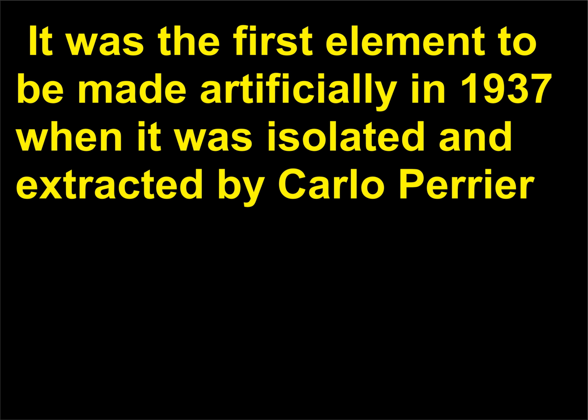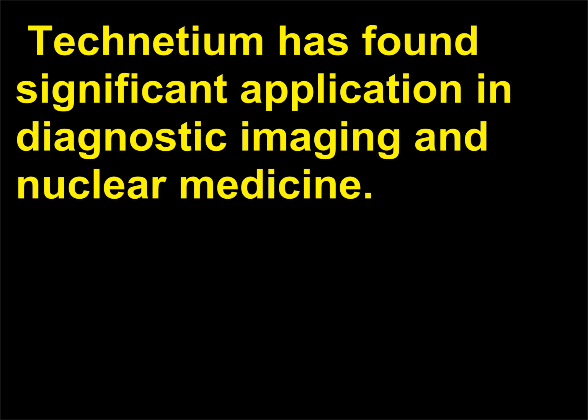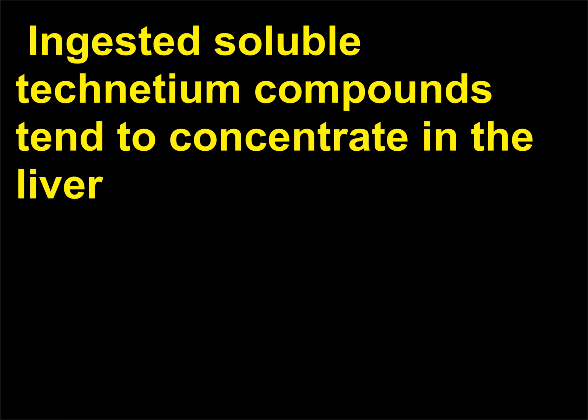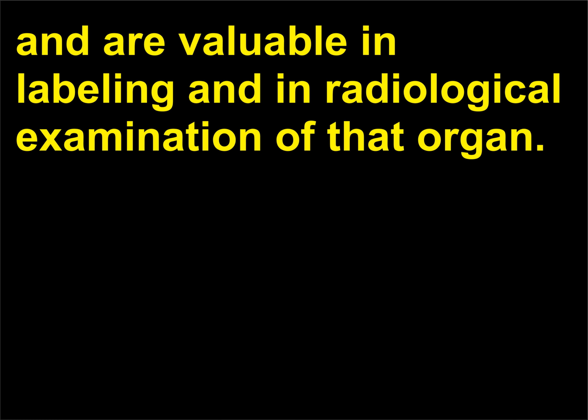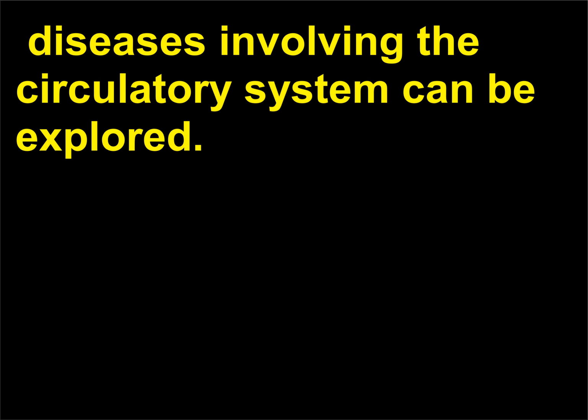It was the first element to be made artificially, in 1937, when it was isolated and extracted by Carlo Perrier, 1886 to 1948, and Emilio Segre, 1905 to 1989. Technetium has found significant application in diagnostic imaging and nuclear medicine. Ingested soluble technetium compounds tend to concentrate in the liver and are valuable in labeling and in radiological examination of that organ. Also, by technetium labeling of blood serum components, diseases involving the circulatory system can be explored.